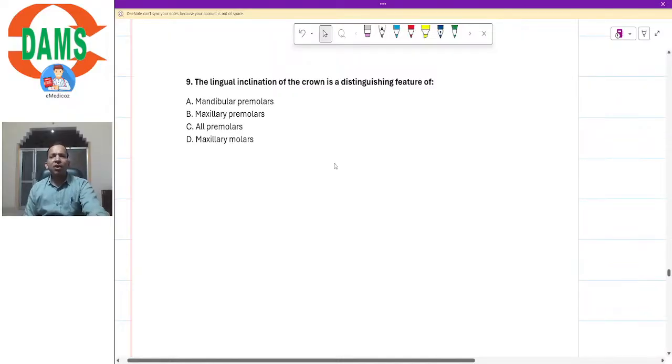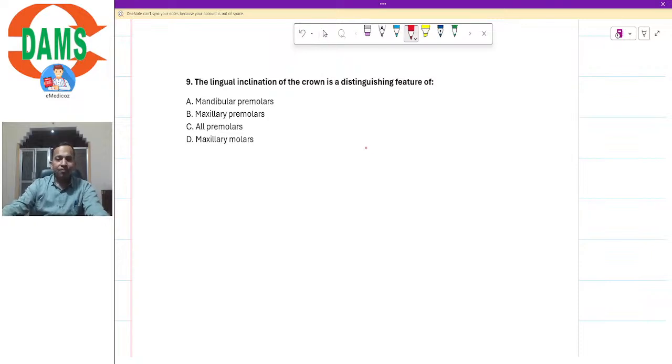The lingual inclination of the crown is a distinguishing feature of. So lingual inclination of the crown, again we have studied this feature, right? मैंने आपको बताया था कि facial-lingual inclination is 9 degrees, but the crown inclination is approximately 30 degrees, which is maximum amongst any tooth, isn't it? तो ये कौन से tooth का feature है जिसमें crown का inclination 30 degrees है, but the entire tooth has an inclination of just 9 degrees, right? तो mandibular premolars का है या maxillary premolars का है, all premolars maxillary.